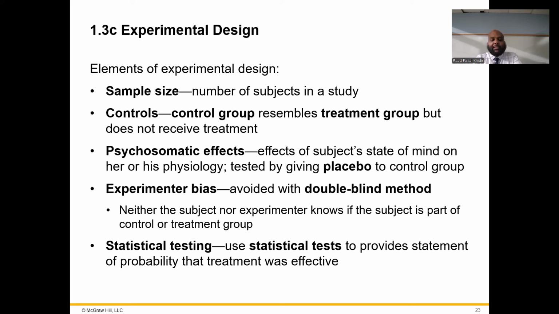Psychosomatic effects. Psychosomatic effects are effects of subject state of mind on her or his physiology. It's tested by giving a placebo. Then there's also experimental bias. So experimental bias is a problem where the experimenter is so eager to get results, they end up interfering with the experiment, not knowing. So for example, let's say I'm running an experiment on you guys passing the course, and you taking the exam, I'm walking around, hey, the answer is C. Hey, because now I have a vested interest to make sure to get results that you guys pass. So I end up telling you what the answer is.